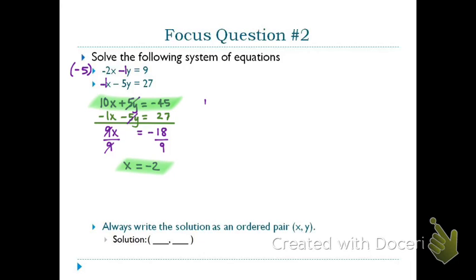So we'll take 10, and since we found x, got to put parentheses negative 2 back in. We have plus 5y, and that's going to be equal to negative 45. All right. Look good? Good.